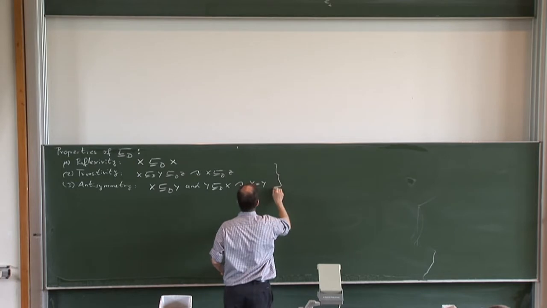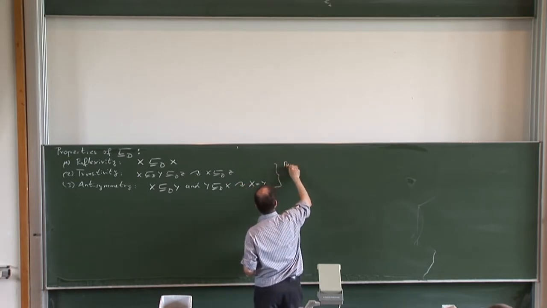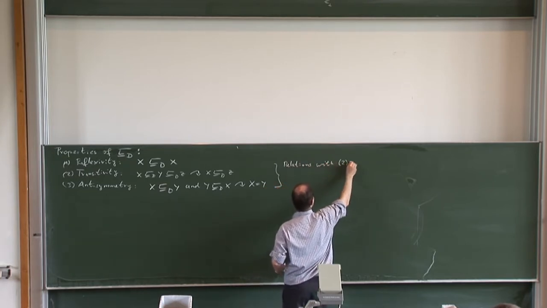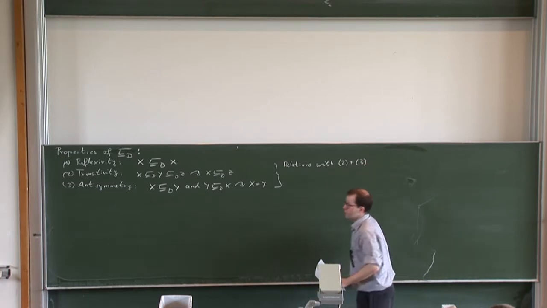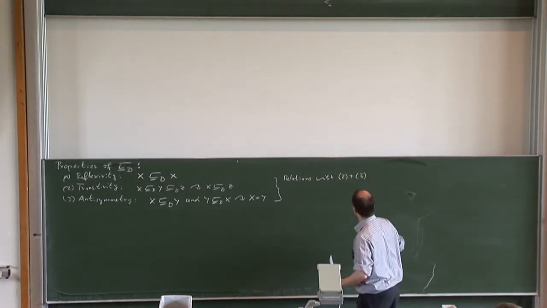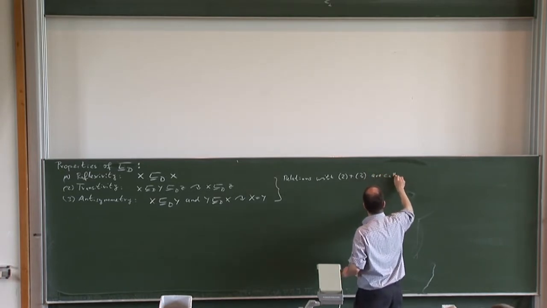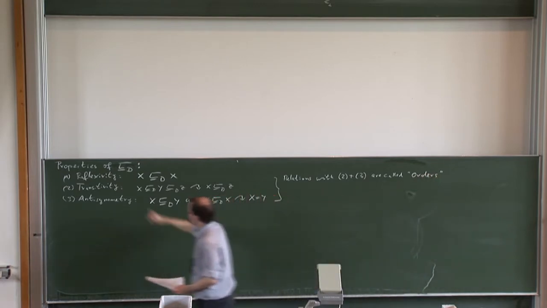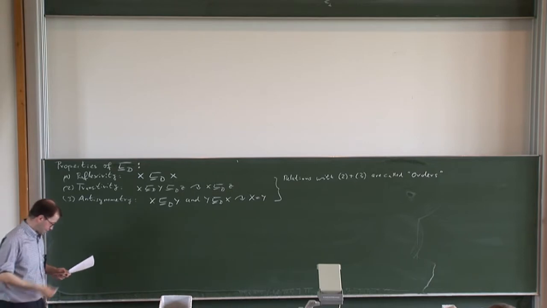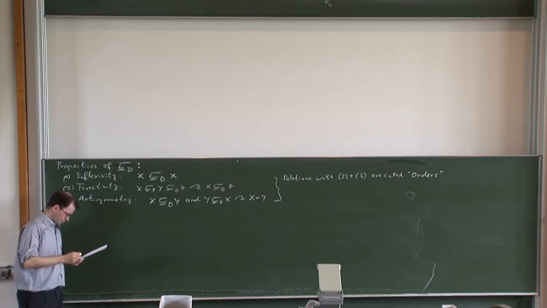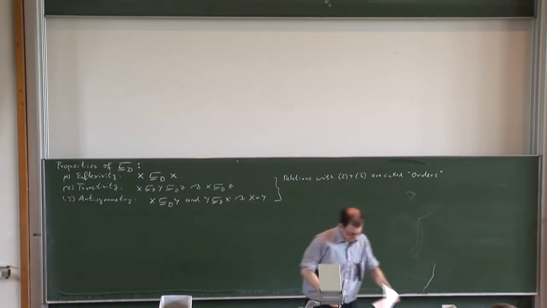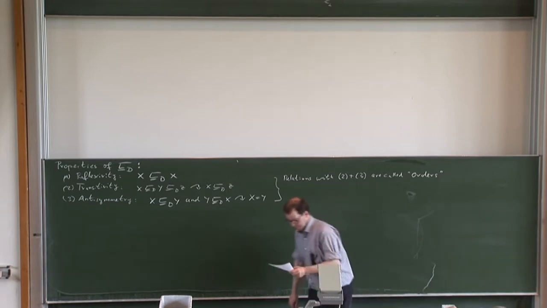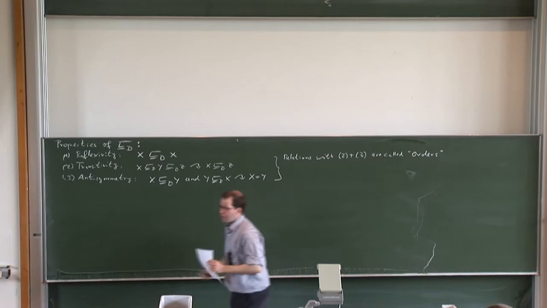And every relation which has property 2 and 3, so relations that are transitive and antisymmetric, are called orders. So this relation here is a reflexive order. Okay, and this is a very nice property we want.